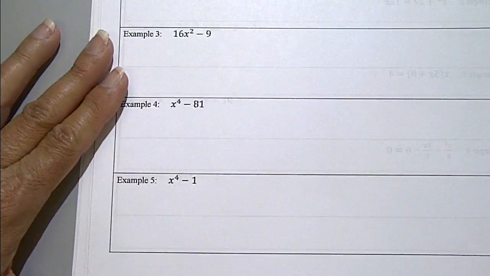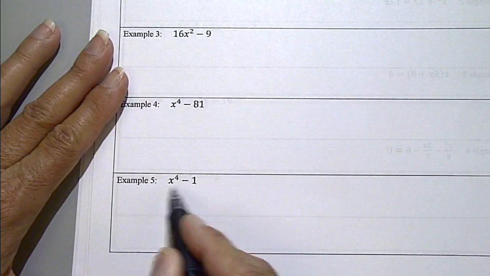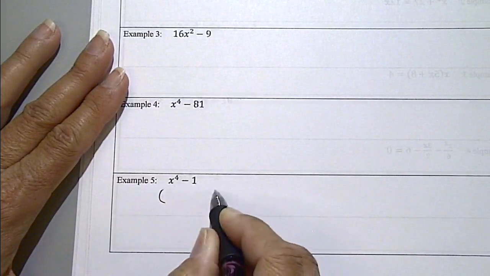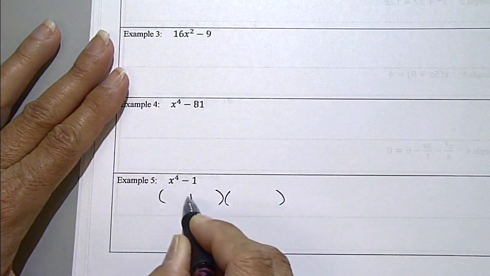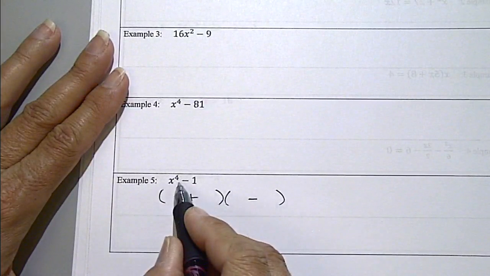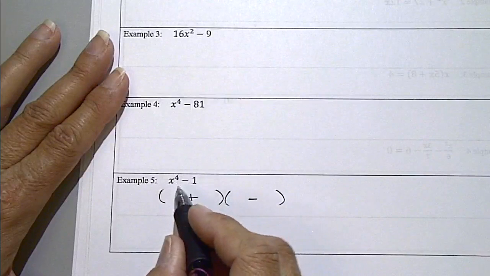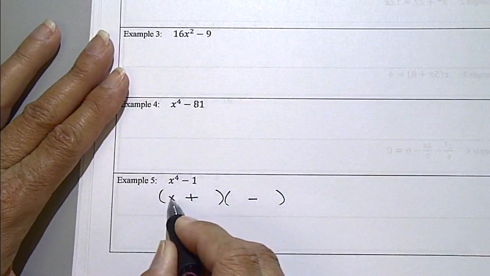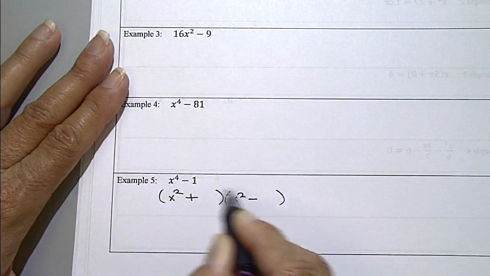X to the fourth minus 1. Both of them are perfect squares, aren't they? So I'm going to go ahead. I'm getting really happy about this, and I'm going to go one of each sign. Square root of the first term. What is it? X squared. Square root of the second term.